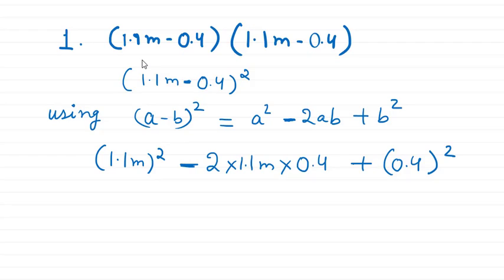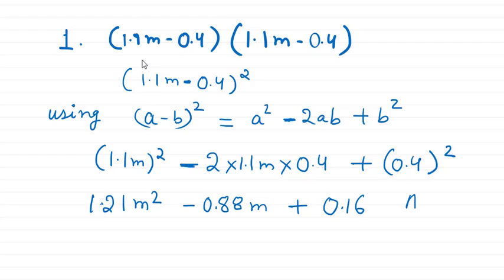So your answer will be 1.21m square. Then here you will get 88, so that will be 0.88m. Then plus, here you will get 0.16, since the square of 4 is 16. So that will be your answer. Like this you have to use it.